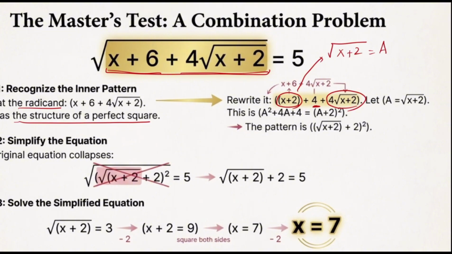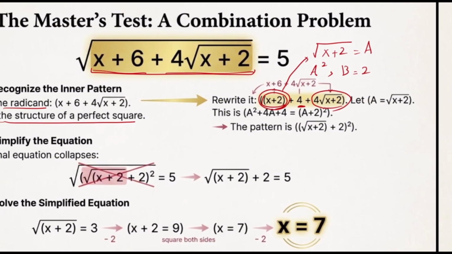So a squared can be considered as x plus 2 itself. That is the first part. And b was actually 2. Why? Because I see 4 over here, and I can say that b squared was 4. So far so good. I just found that my a and b somehow work. But here's the important part.